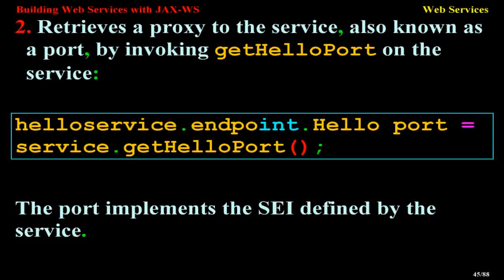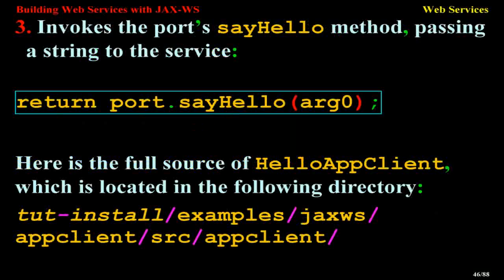The port implements the API defined by the service, invokes the port's sayHello method, passing a string to the service, and returns port.sayHello(arg0). Here is the full source of HelloAppClient, which is located in the following directory: tut-install.